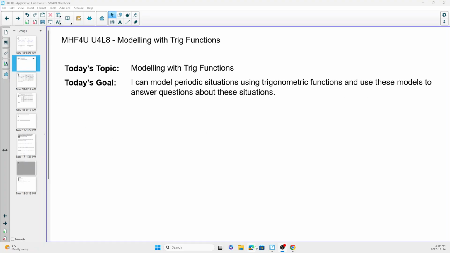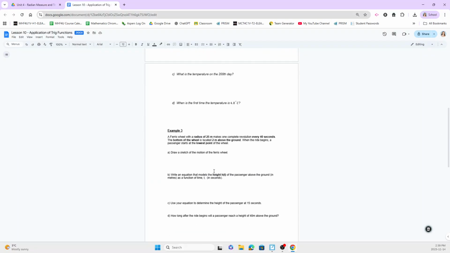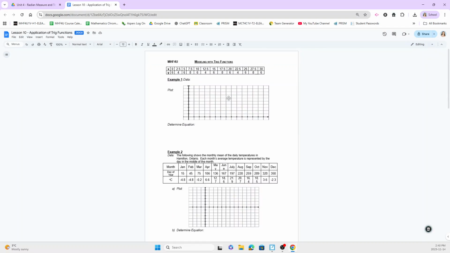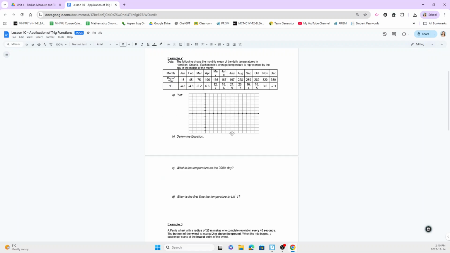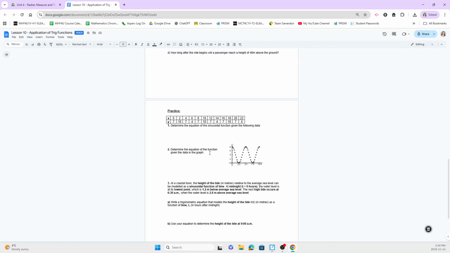So there was a worksheet that I uploaded that went with this lesson, and it looks like this here. And so we're going to go through example 1 and 2. And I think, yeah, we'll do 3 as part of this lesson. I might break it up into 2 videos, depending how long it takes us. And then after that, there is more practice. So there's 1, 2, 3. So there's 3 more questions.